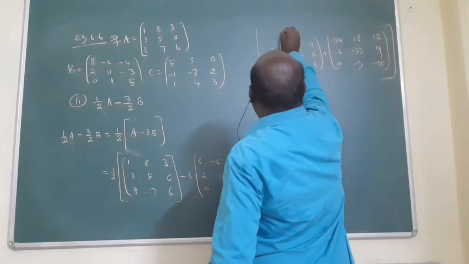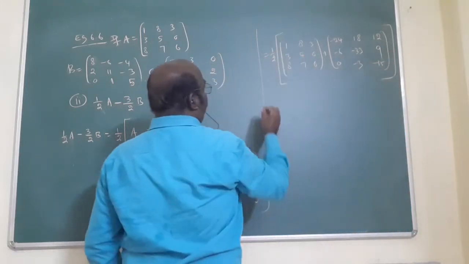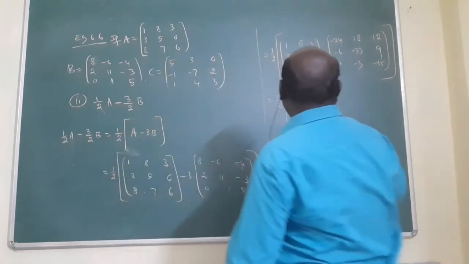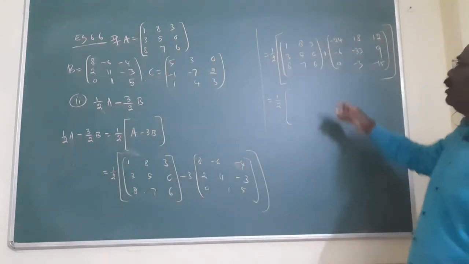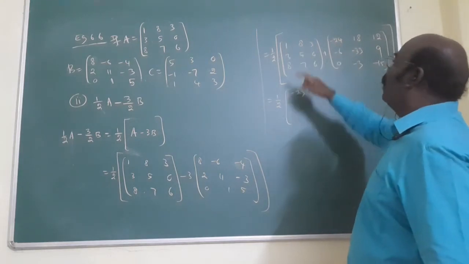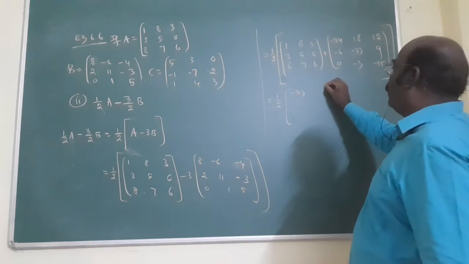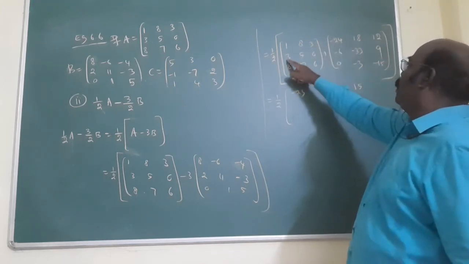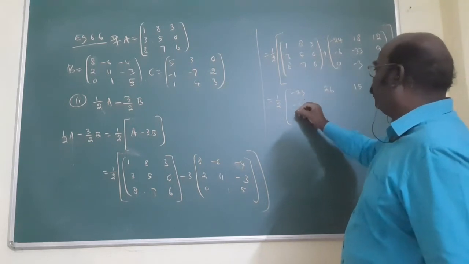1 by 2 is common to both. That's important. Now, 1 by 2 into, now the corresponding elements should be added. Am I right? Okay, 1 minus 24, that is minus 23. 8 plus 18, 26. 3 plus 12, that is 15. 3 minus 6, that is minus 3.